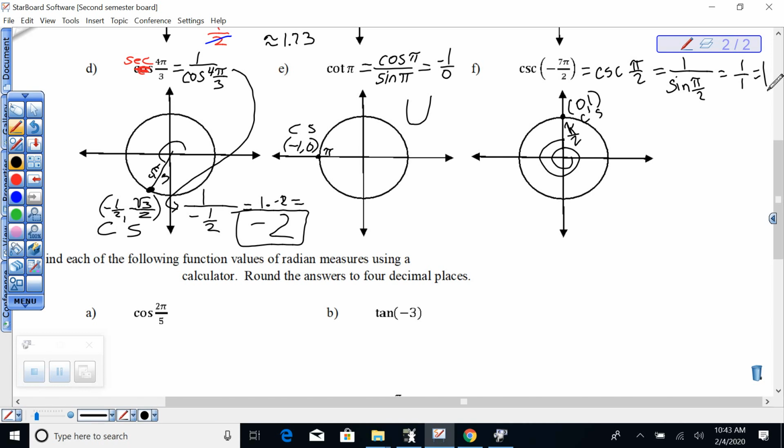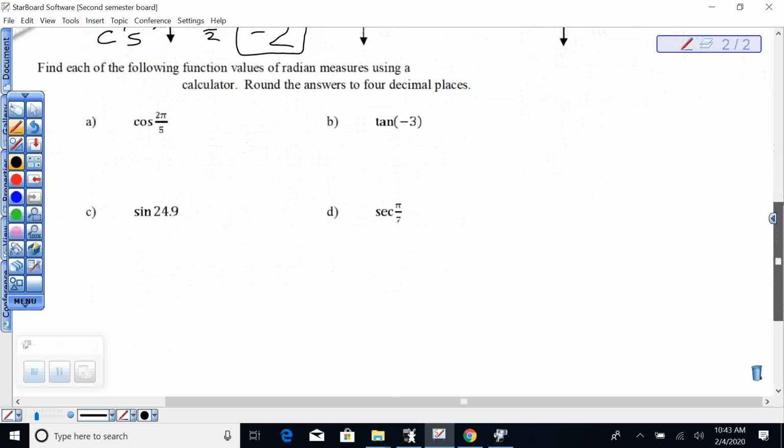Okay? And so for your homework, you're going to use your unit circle, and you're going to fill out the rest of the values for your pi over 3s, your pi over 4s, and your pi over 6s. Okay? All right. Now let's do the rest of this with a calculator.